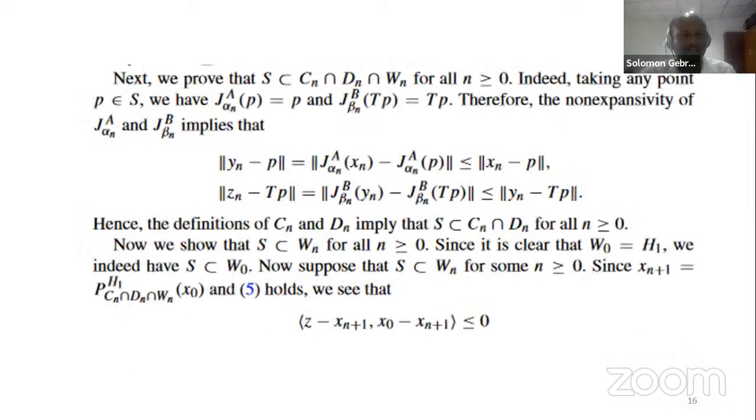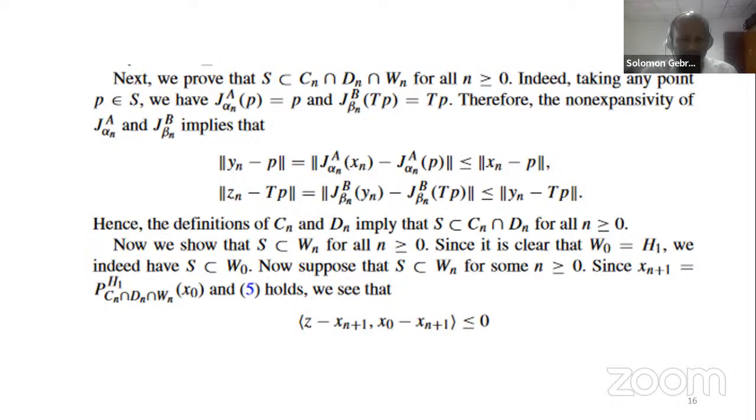To show that it is non-empty, we have to show that S is indeed a subset of Cn ∩ Dn ∩ Wn. We can prove this from the non-expansive property of the resolvent operators shown here. So we can see that S is a subset of Cn ∩ Dn. The next task is to show that S is a subset of Wn.